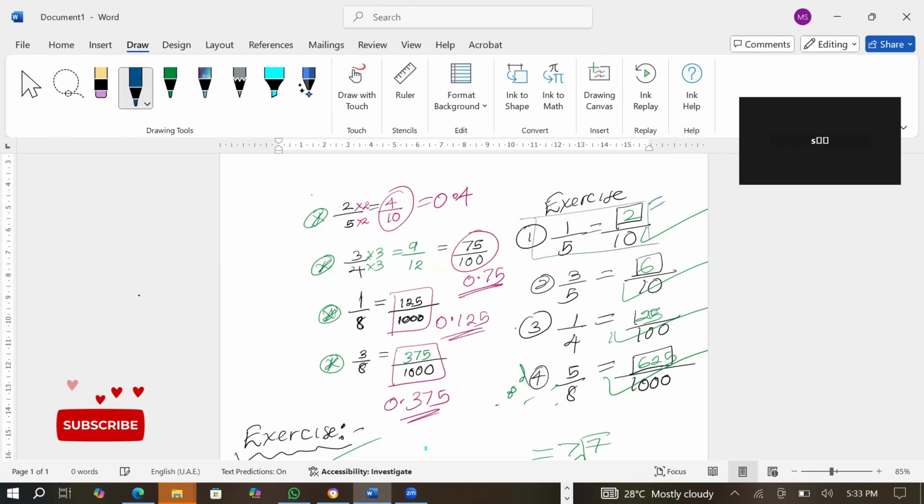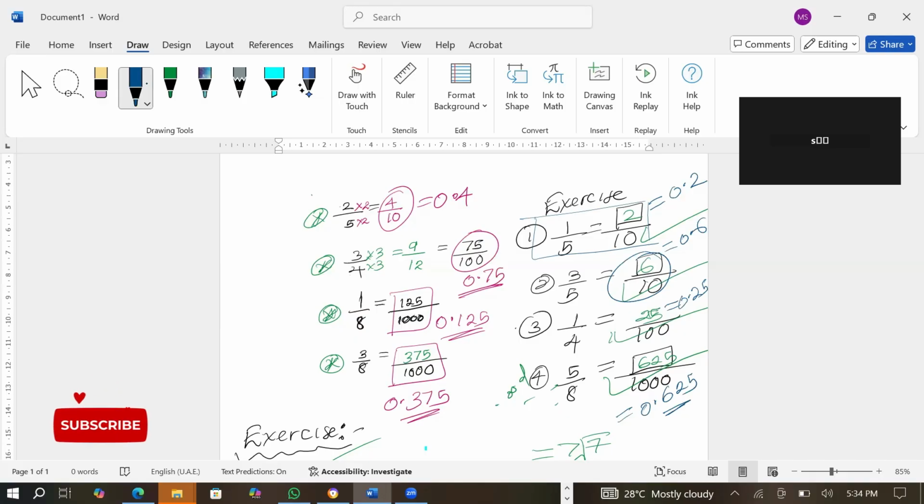First one. This one. 2 over 10. 0.2. 0.6. 0.125. Wait, I have made a mistake. It's my mistake. 25 over 100. Oh, 0.25. 0.25. Last one. 0.625. Very good. You know about that, right?